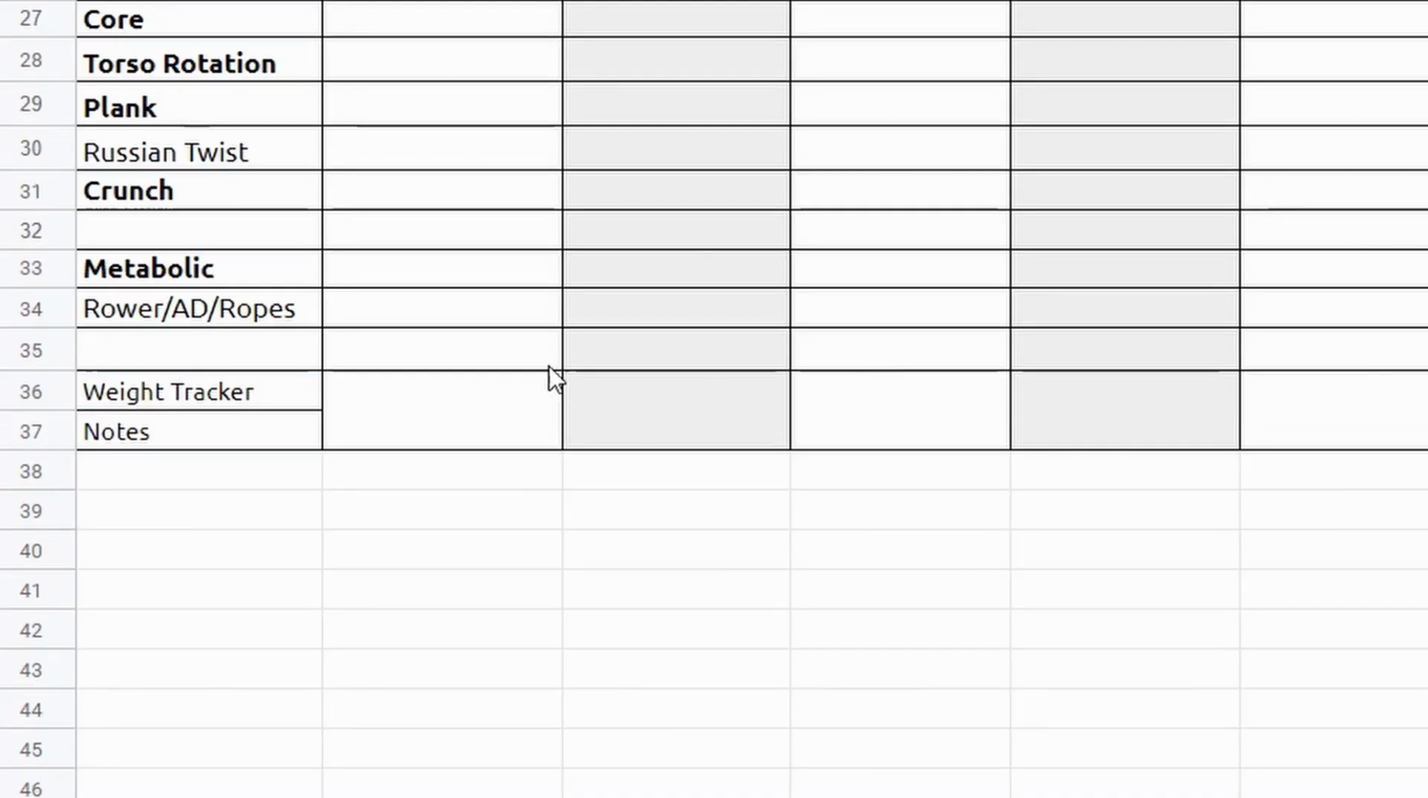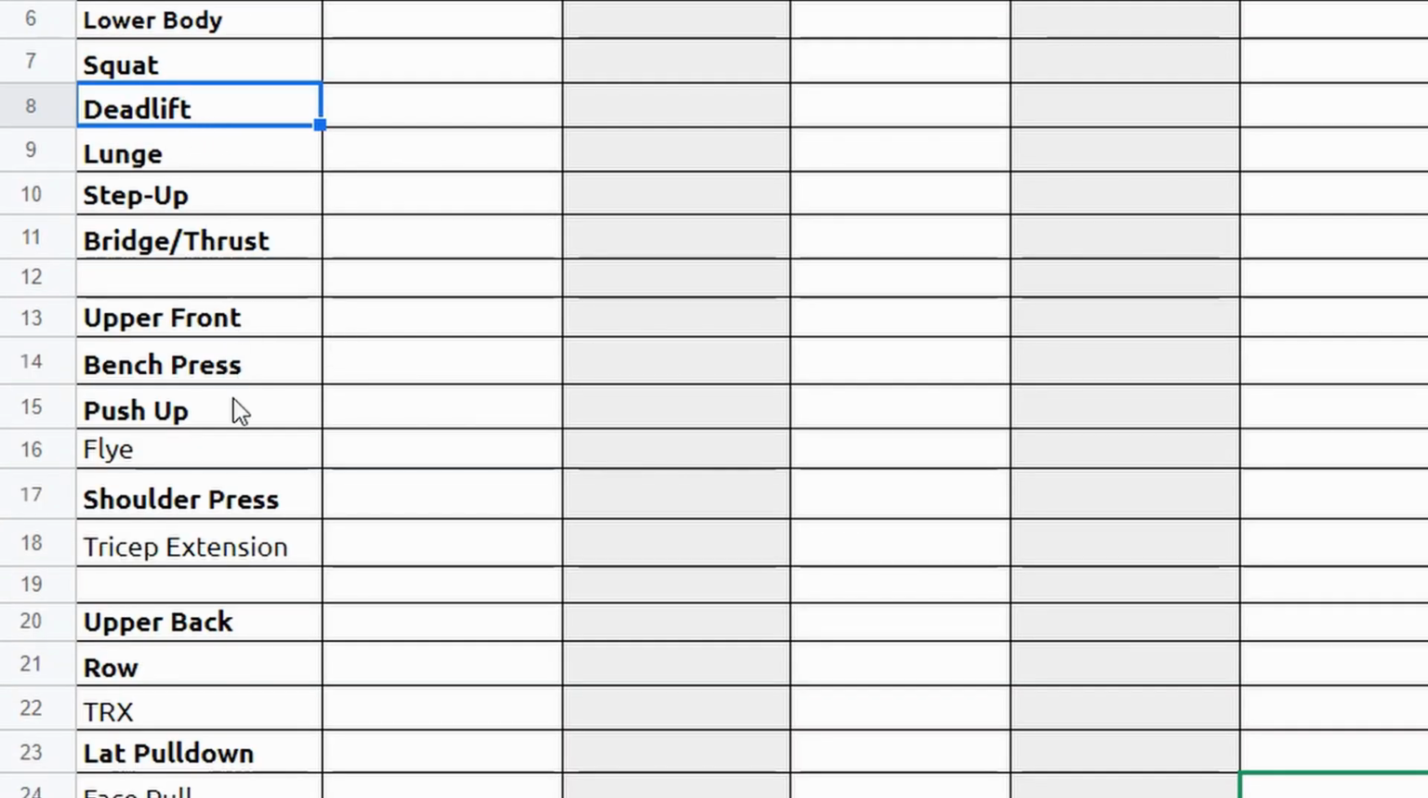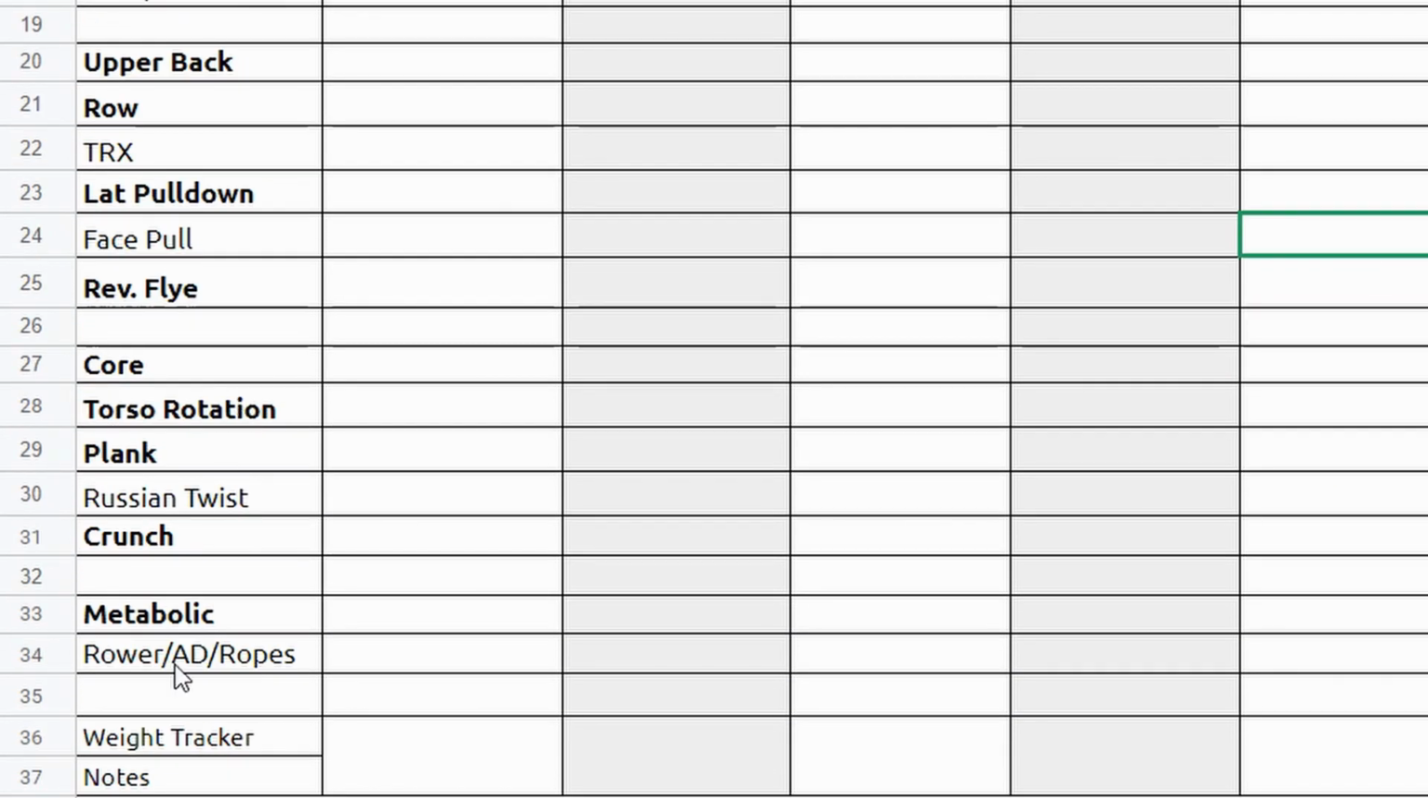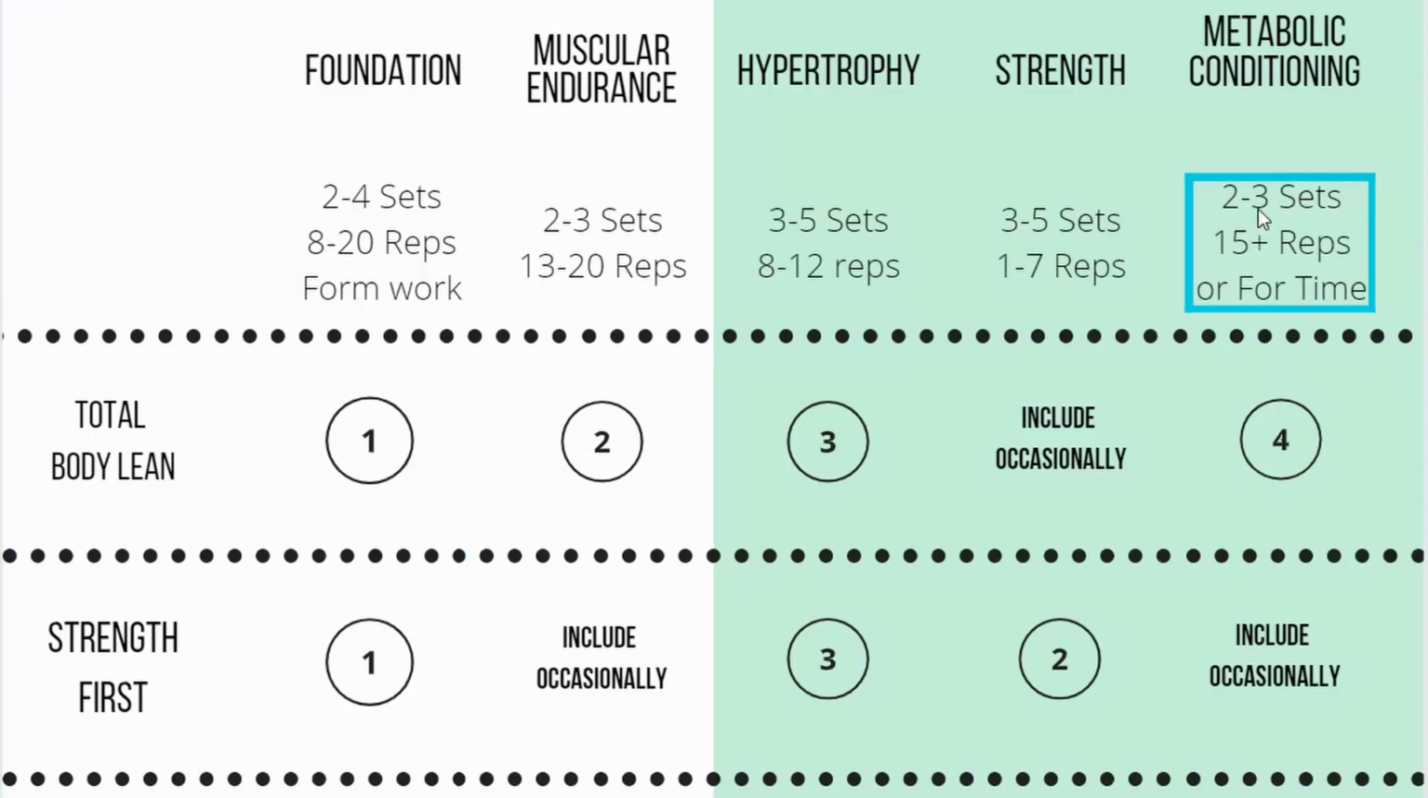Back to my workout chart now. In this phase, we still do primarily compound movements, but we also do more metabolic moves. Notice down here, you'll see that I have a rower, AD stands for airdyne, or battle ropes. In this phase, I'll be much more likely to include some metabolic moves within the workouts themselves. It's not written down here, but I also generally give shorter rest periods when I'm in this metabolic conditioning phase too.